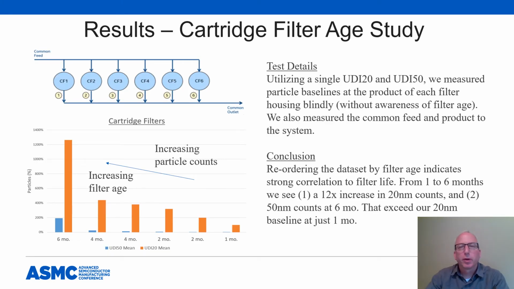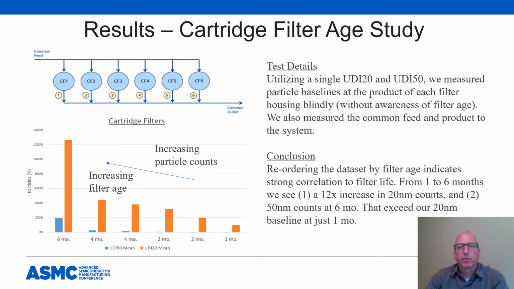As you see from the schematic at the top of this slide, our filter particle study was applied to an array of 6 parallel cartridge filter housings with a common feed and a common product as shown. In this study, we utilized both the UDI-20 and UDI-50 optical particle counters to measure particle baselines on the product side of each filter housing, as well as the common feed and common outlet.